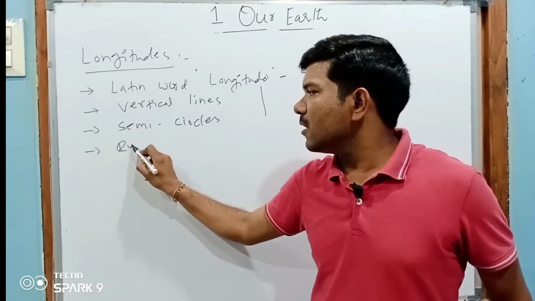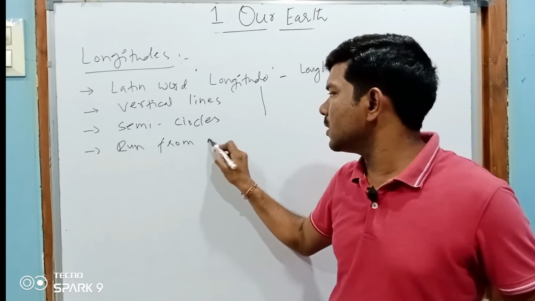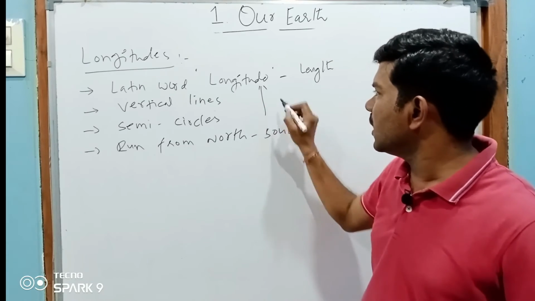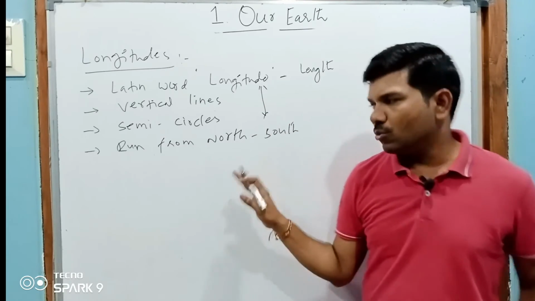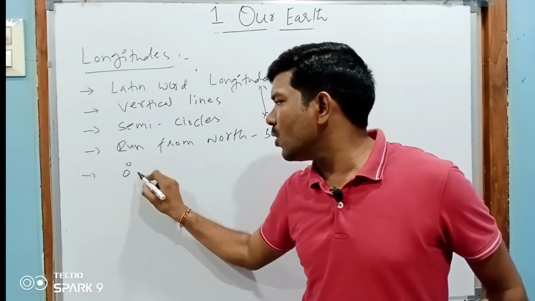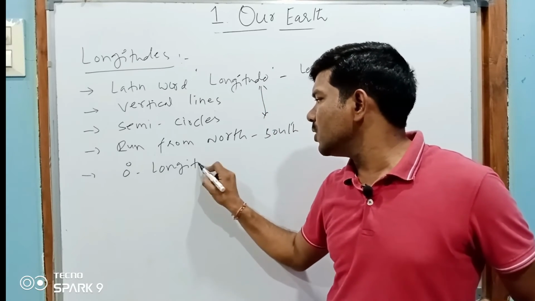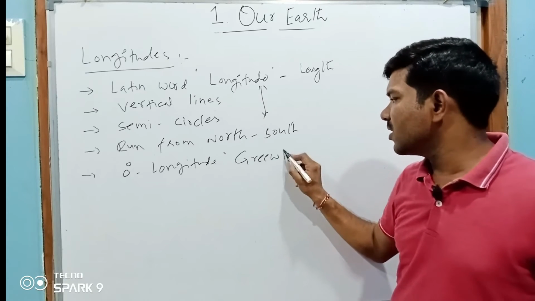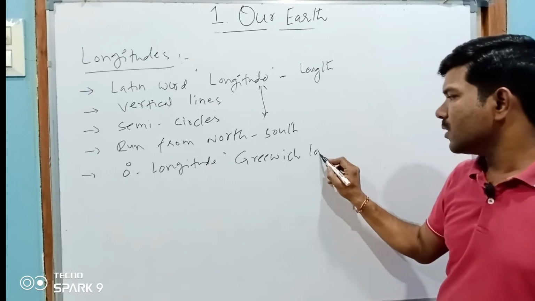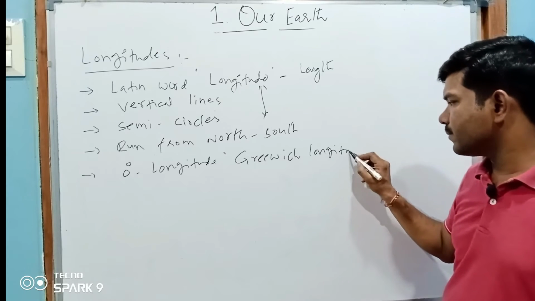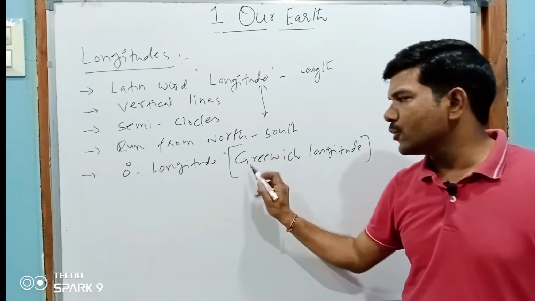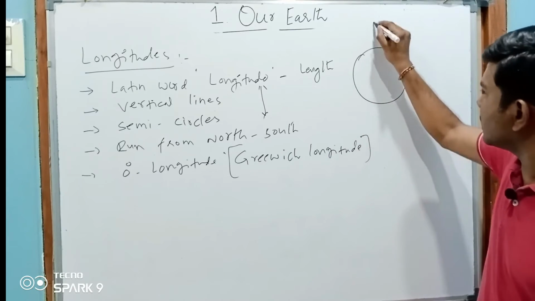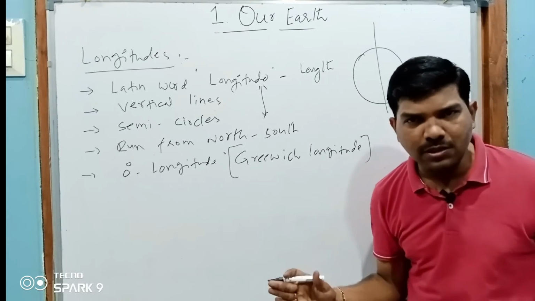They run from north to south. Very, very important. As I said, they run from north to south. And there is a 0 degree longitude, which is called the Greenwich longitude. It is the main longitude, and it divides the earth vertically into two halves.